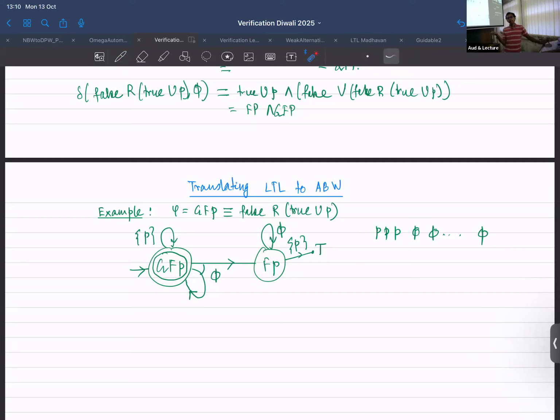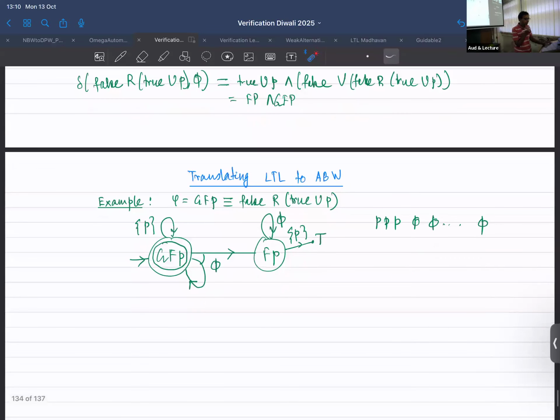How did we define the alpha? The formulas which are of the form phi1 or phi2, right? So this is of the form phi1 or phi2. This is not of the form phi1 or phi2. FP, yeah, here it's not of the form. So this is my accept state, right?